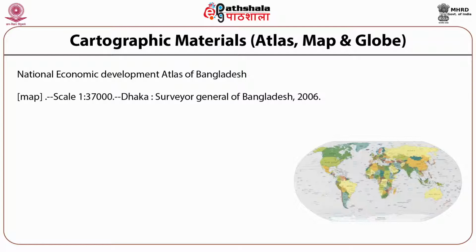What is the scale? You give there. Then who is the publisher? Bring the publisher, Surveyor General of Bangladesh. Then comes the Dhaka, then 2006. Then what is the physical description?